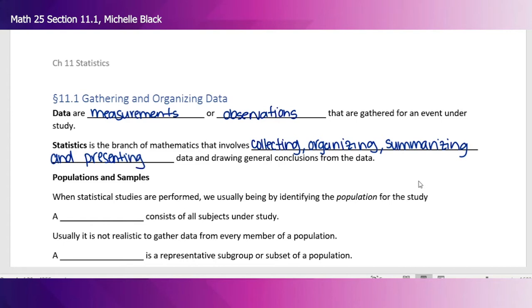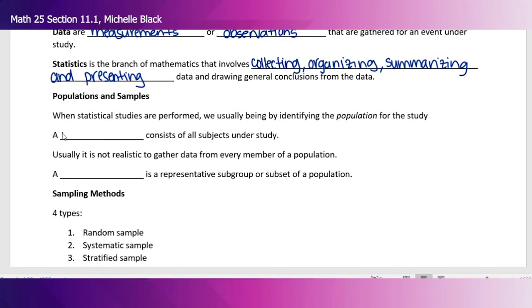Populations and samples. When statistical studies are performed, we usually begin by identifying the population for the study. A population consists of all subjects under study. Usually it's not realistic to gather data from every single member of the population. For example, if you're doing a study about Riverside County and people's opinion about traffic, it would be almost impossible to get a response from every single person living in Riverside County.